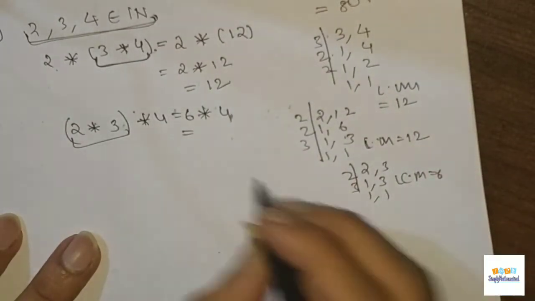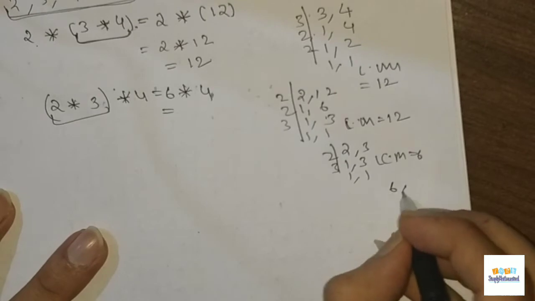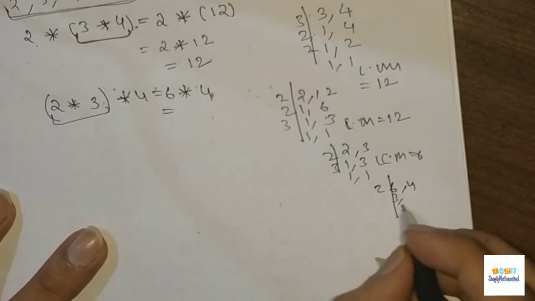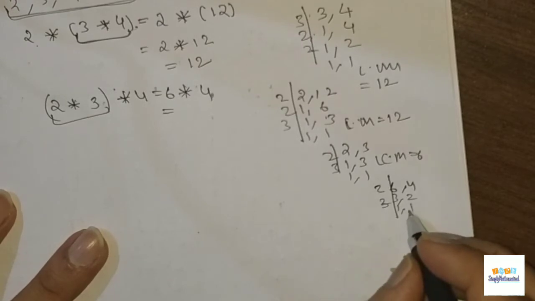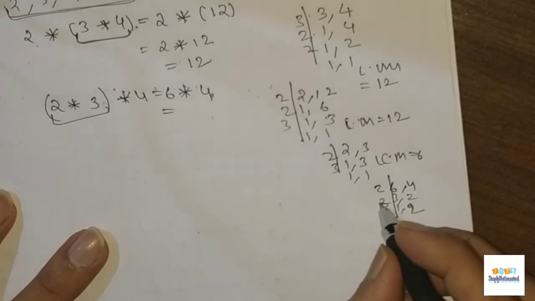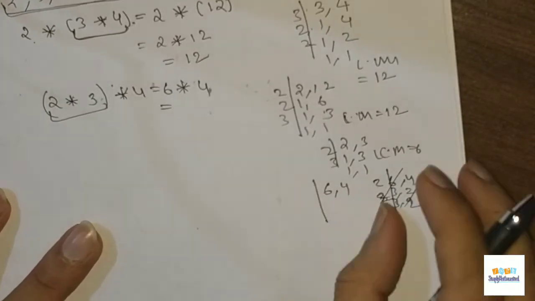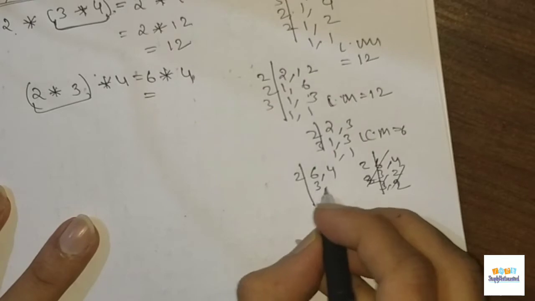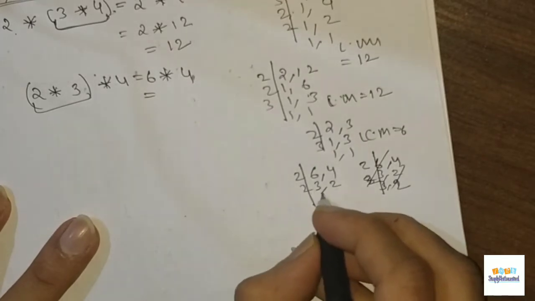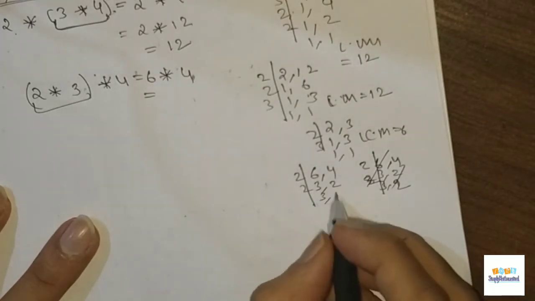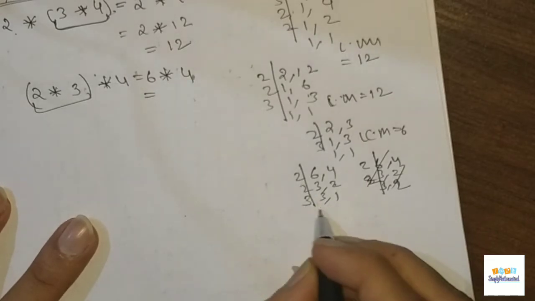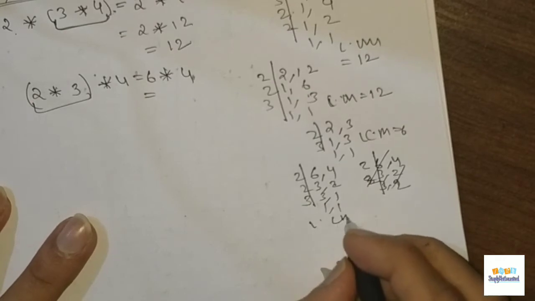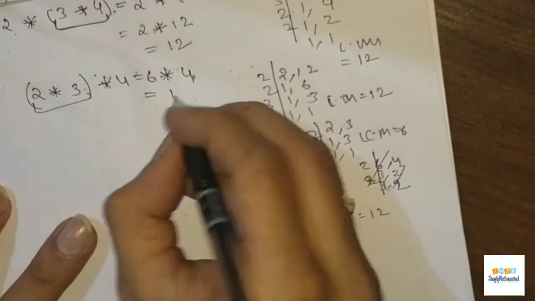So here I think you will get it equal. Let us see. 6 and 4: 2 3s are 6, 2 2s are 4, 3 1s are 3. Okay, 2 as it is. We can take 2 here. So 6 and 4 we have to calculate: 2 3s are 6, 2 2s are 4, 2 1s are 2, right? We have to take the lowest first, right? Then 3 1s are 3. So the LCM here is what? 12. Here you are getting it equal.